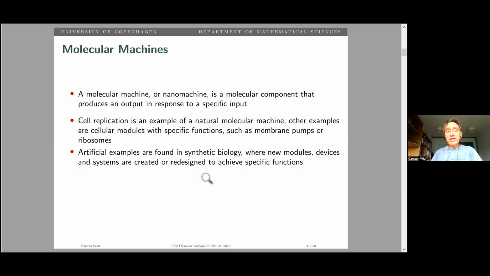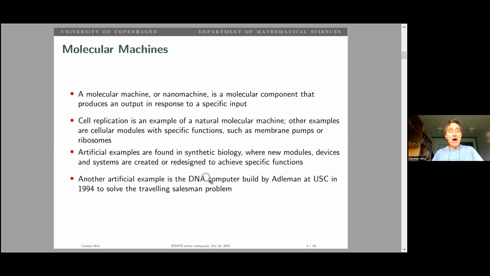There are also artificial examples, and they are mainly found in synthetic biology or in some bioengineering, where new modules or devices are created or redesigned from existing devices to achieve specific functions. That could, for example, be that you redesign a virus to get a new virus, or you modify a gene to get a different gene product, and so on. So there would be many such artificial examples as well.